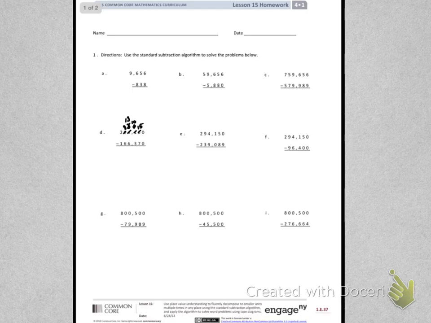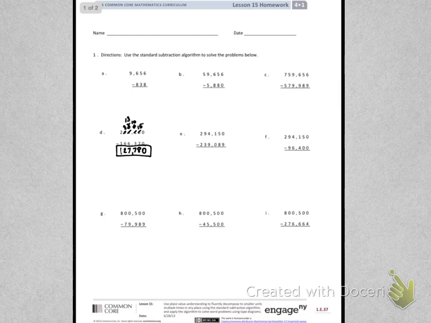In the ones, I have 0 minus 0, which is 0. In the tens, I have 15 minus 7, which is 8. In the hundreds, I have 10 minus 3, which is 7. In the thousands, we have 13 minus 6, which is 7. In the 10,000s, I have 8 take away 6, which is 2. And in the 100,000s, I have 2 take away 1, which is 1. So my answer comes out to be 127,780.